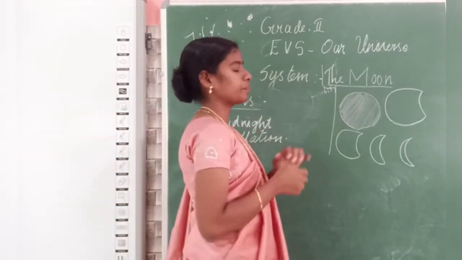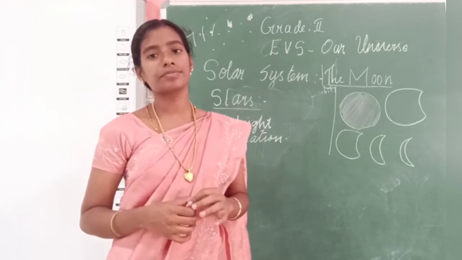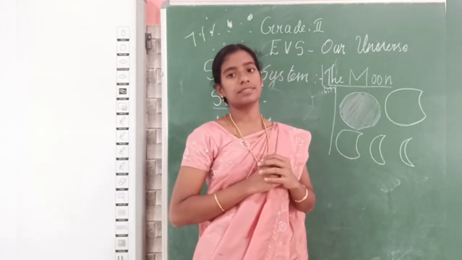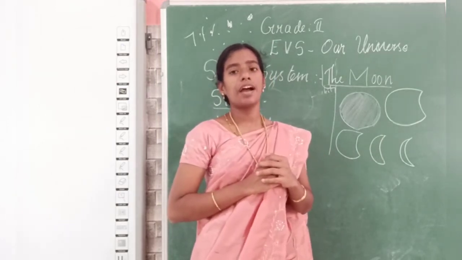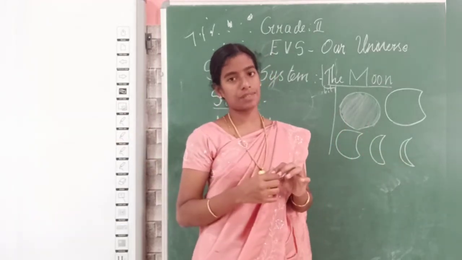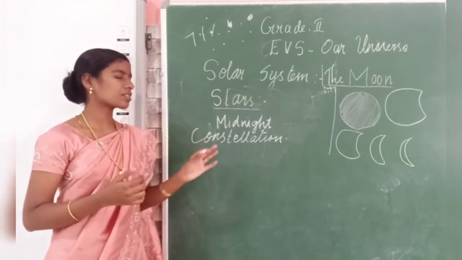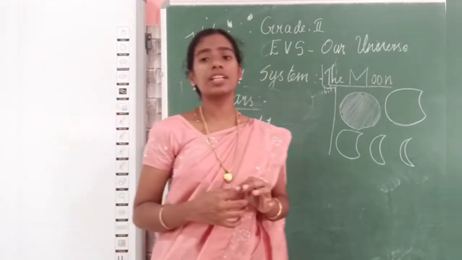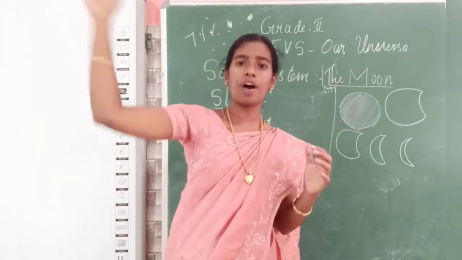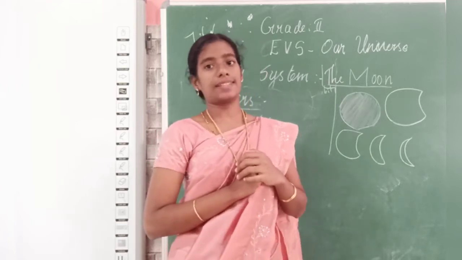Then come to the Moon. Moon we will see in night time, and the moon will be huge in size. Moon size will increase and decrease. Then come to stars. Stars also we see in midnight. Actually the stars are very big in size. As they are present too far from us, we see them in very small size.